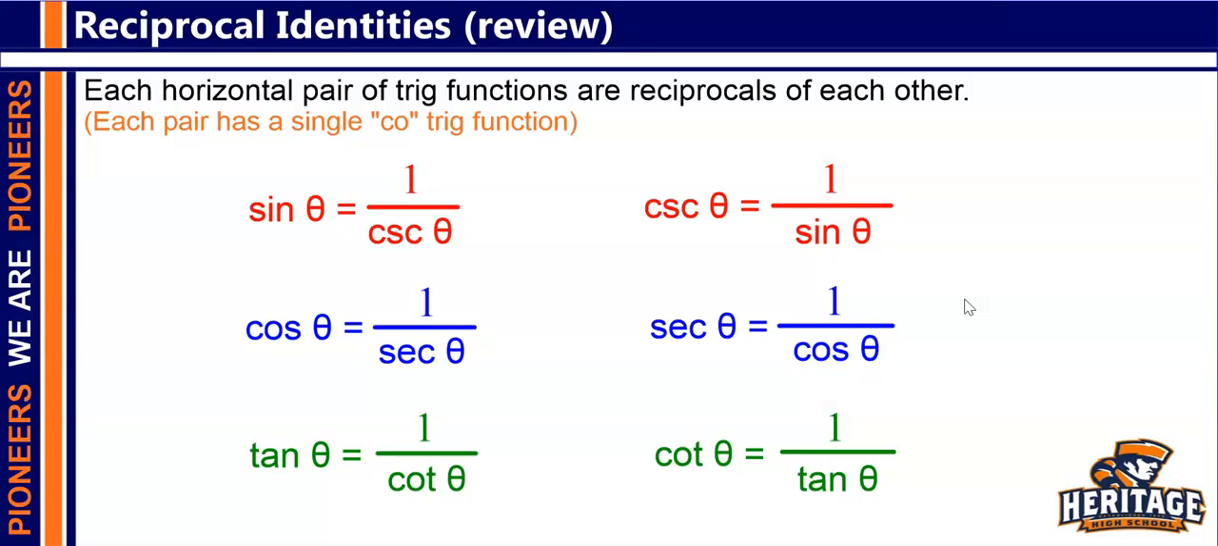So this was introduced earlier about reciprocal identities, where you can remember that each pair of trig functions or co-trig functions can be used to find the value of each other. So just remember that sine theta is equal to 1 over cosecant theta. In other words, you just flip the fraction to get the value. Cosine is the reciprocal of secant, tangent is the reciprocal of cotangent.